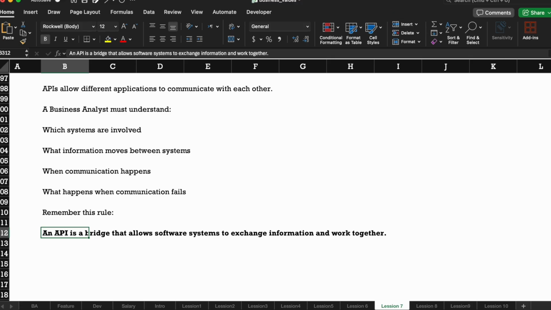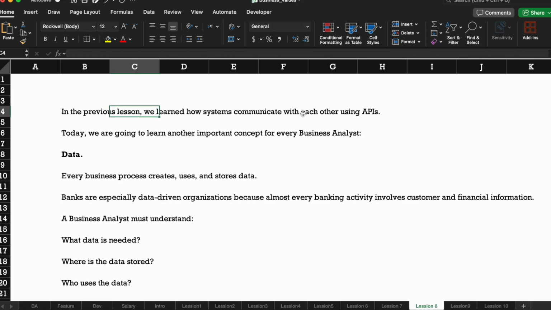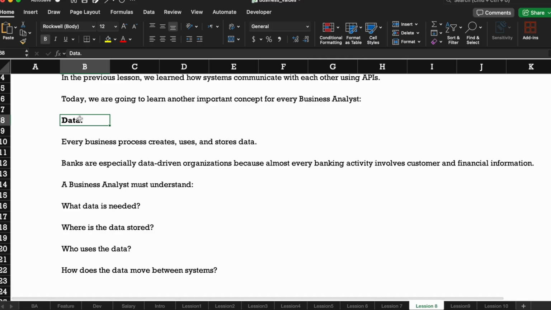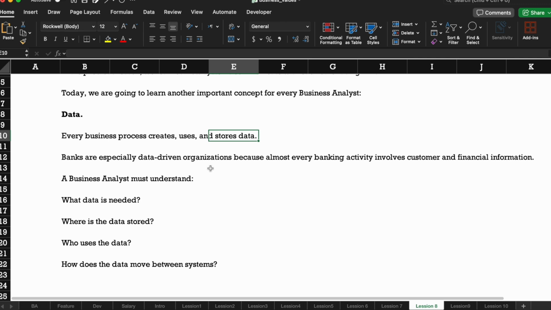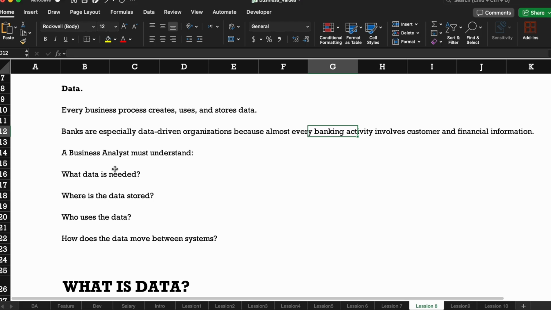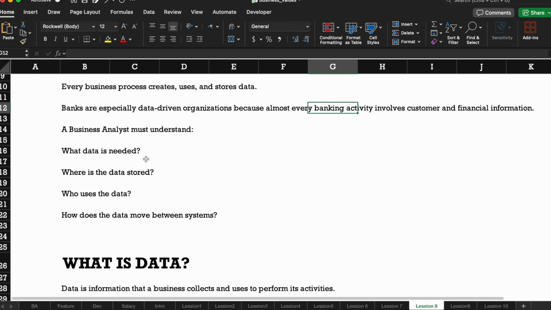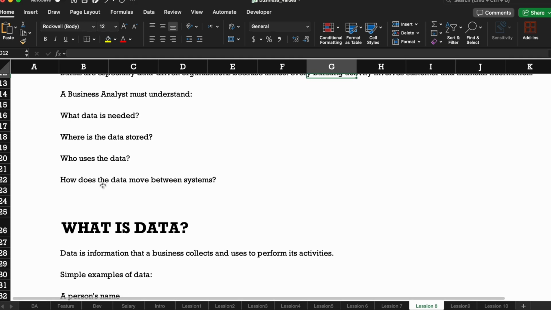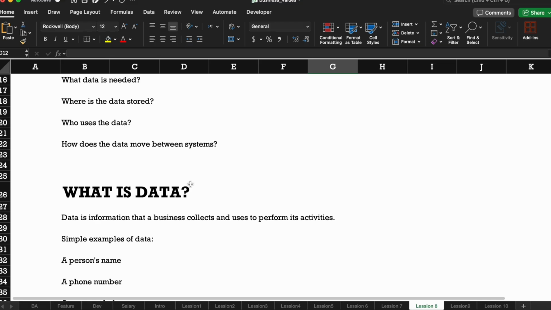Thank you. We learned how systems communicate with each other using APIs. Today we are going to learn another important concept for every business analyst: data. Data is information. So data is everything. Every business process creates, uses and stores data. Banks are specifically data-driven organizations because almost every banking activity involves customer and financial information. A business analyst must understand what data is needed, where the data is stored, who uses the data, and how the data moves between systems.